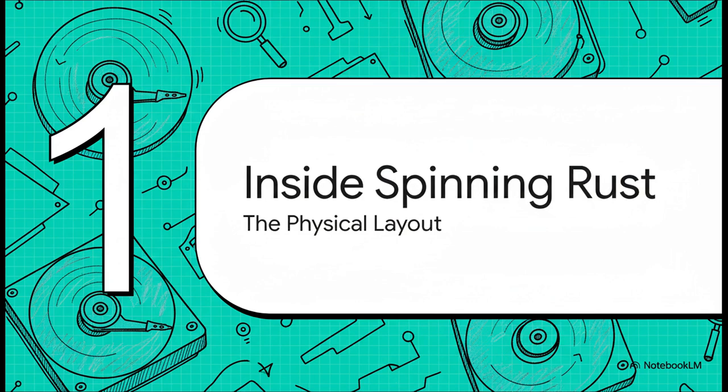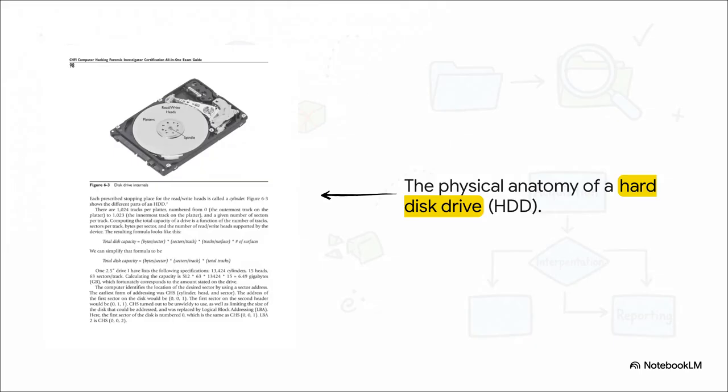Okay, first things first. If we're going to find any clues, we have to understand the crime scene. And when it comes to digital forensics, the crime scene is the physical hard drive itself. We've got to know the layout. We tend to think of our data as just out there, in the cloud, somewhere invisible. But it's not. It's incredibly physical.